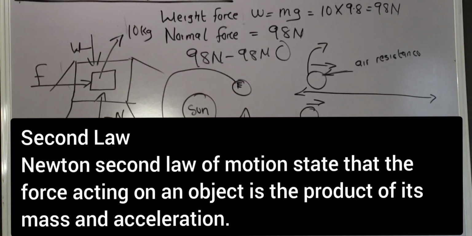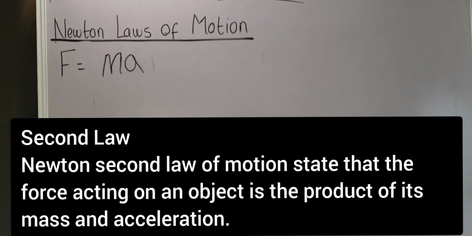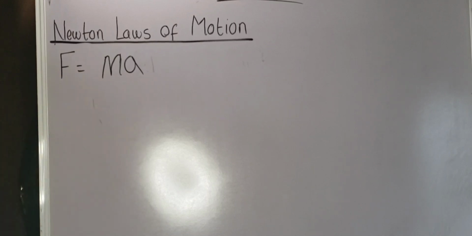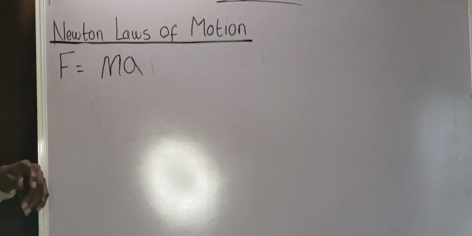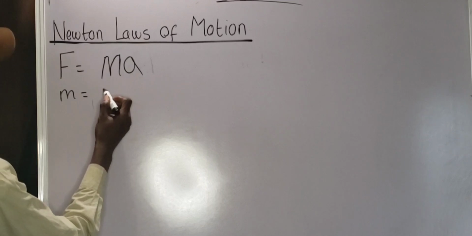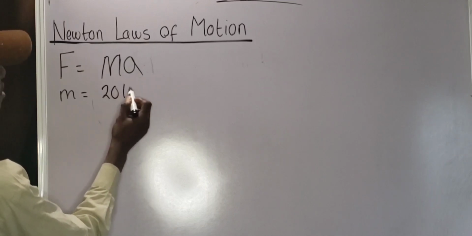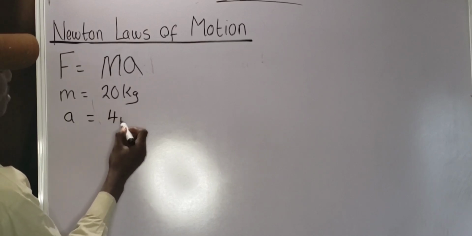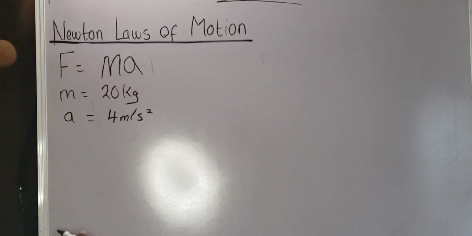Newton's second law of motion states that the force acting on an object is the product of the mass and acceleration. Okay, this can be expressed mathematically as this: the net force is equal to the product of mass and acceleration. You can see that the net force is directly proportional to both mass and acceleration. Let's say the mass of an object is maybe 20 kilogram, and the acceleration is maybe 4 meter per second squared. Okay, now we are told to determine the net force.